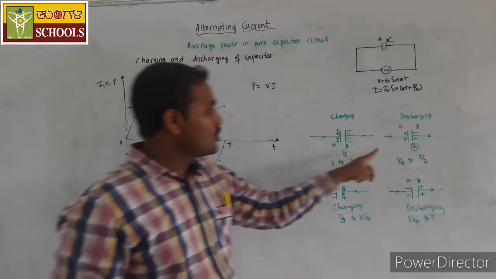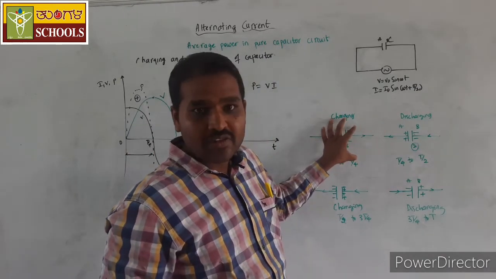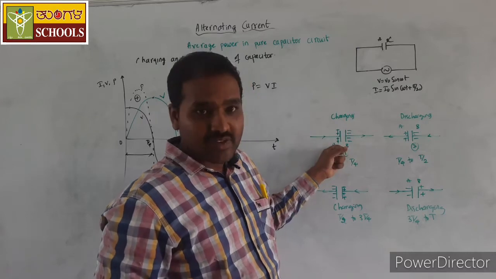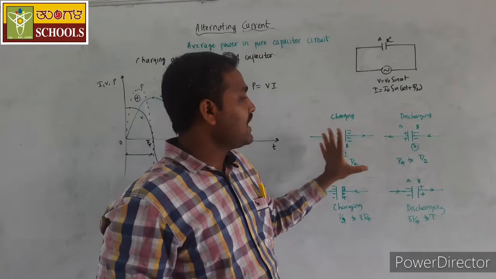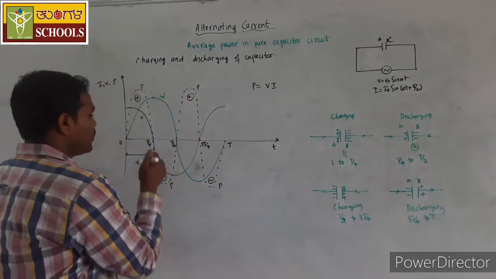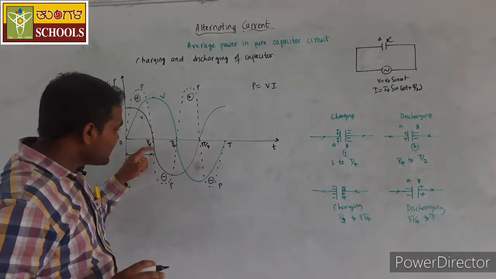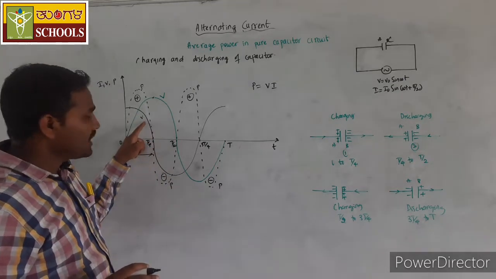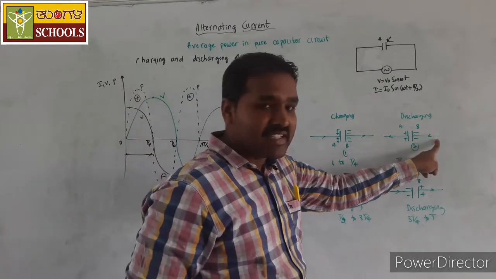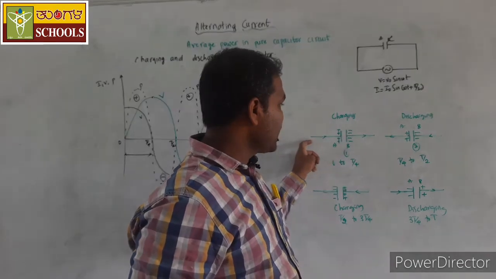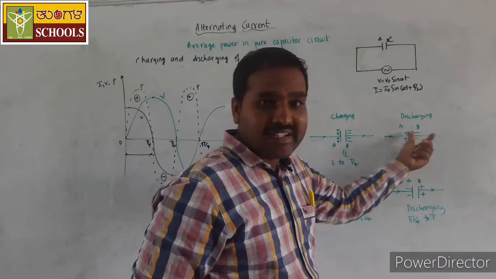Then during the second quarter, what happens? Whatever energy was stored in the capacitor during the first quarter, that energy is given back to the source. Hence, observe here, during the second quarter from T by 4 to T by 2, the direction of current is changing. The black color line, the current curve, is changing its direction. Initially, it was moving in a forward direction, but during the second quarter, the direction of the current is reversed.